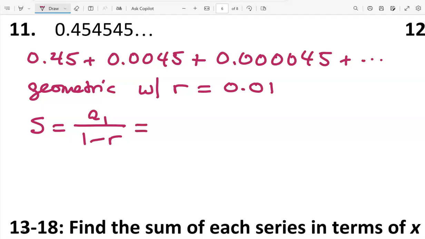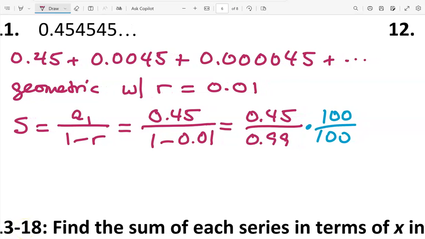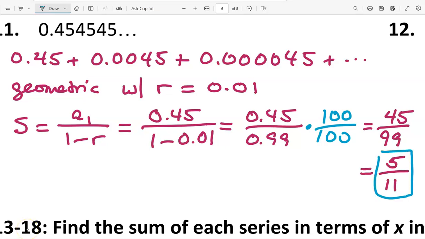Sum equals the first term divided by 1 minus the ratio. The first term of this geometric series is 0.45 and the ratio 0.01. This gives us a fractional result of 0.45 divided by 0.99. We can express this as a ratio of integers by multiplying by 100 over 100, which will give us a result of 45/99. And that fractional value can be reduced to 5/11.